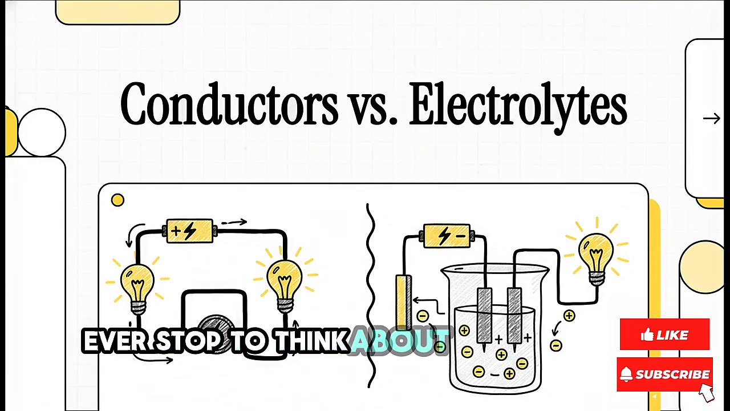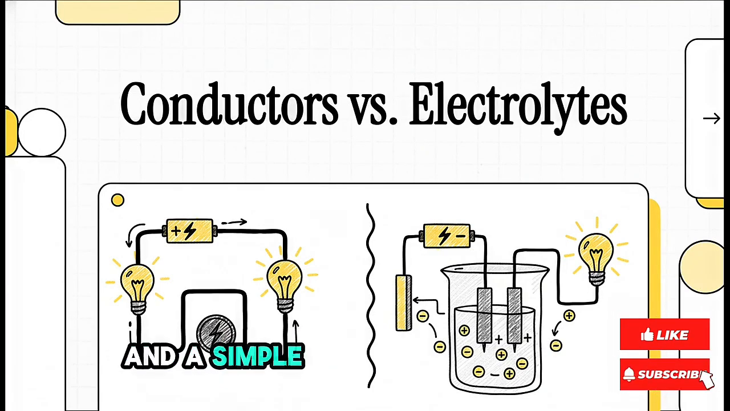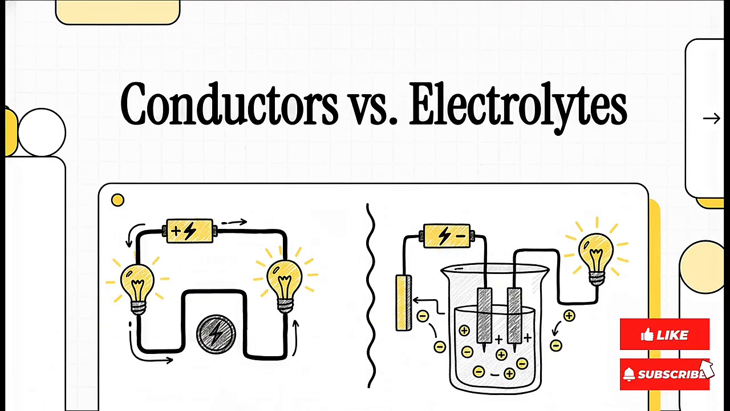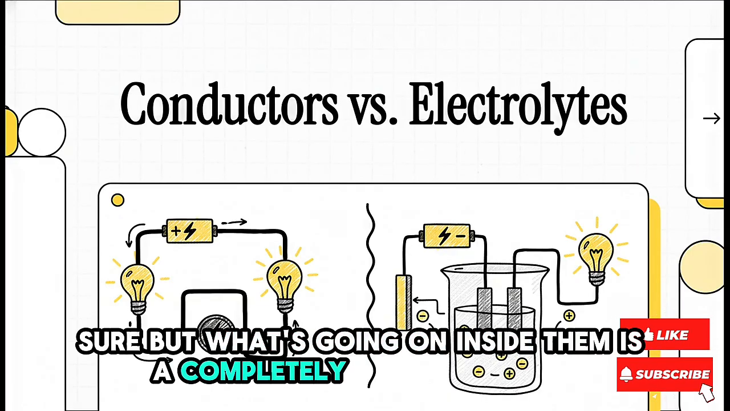Ever stop to think about how a metal wire and a simple glass of salt water can both do the exact same thing, light up a bulb? It's kind of weird, right? They both conduct electricity, sure, but what's going on inside them is a completely different story.